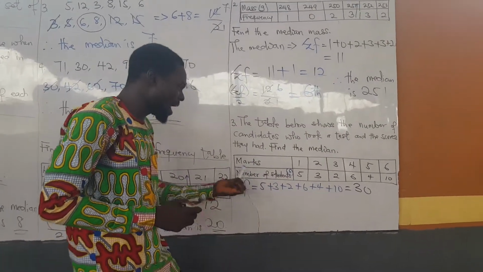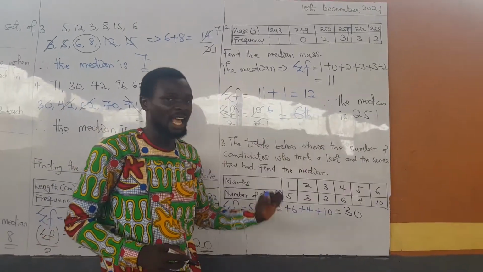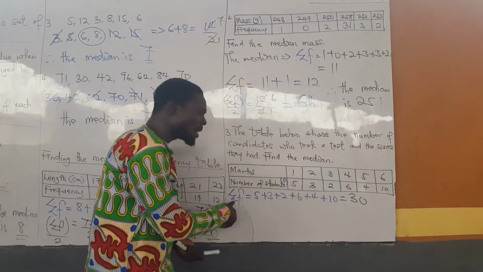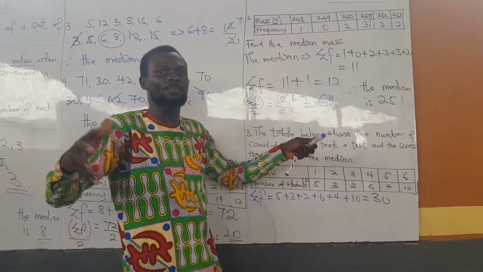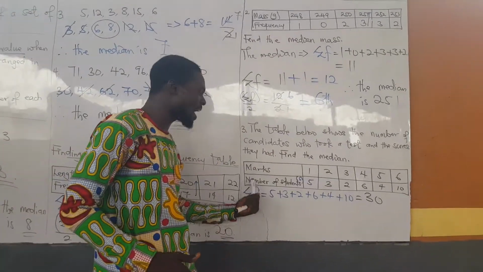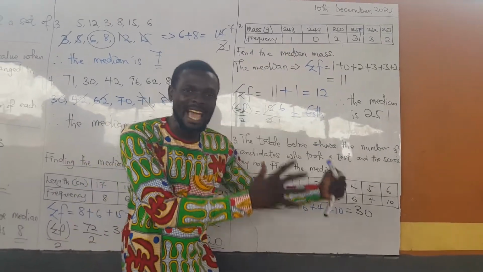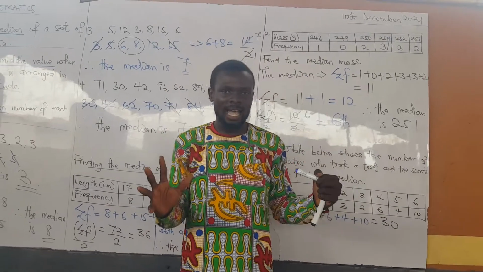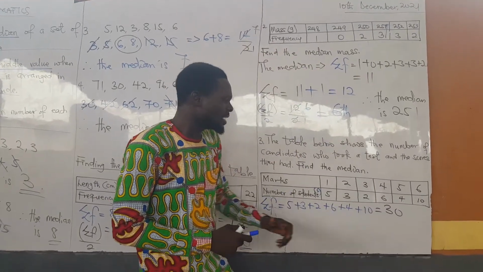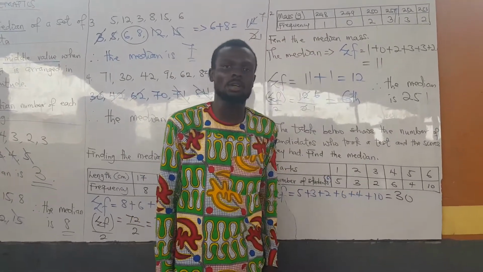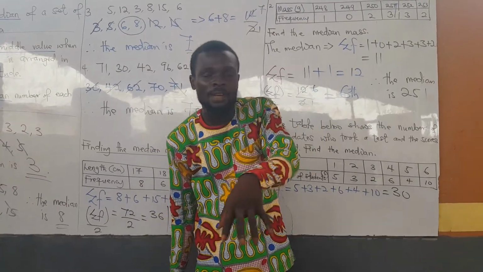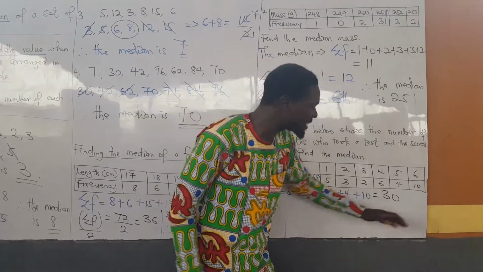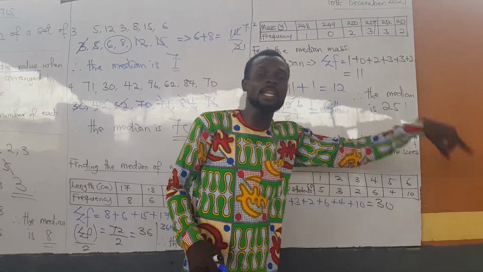So our sigma F, we are looking for the median. And to find the median, you need sigma F. And the sigma means sum of the frequency. So sigma F is equal to 30. That is the sum of the frequency is 30. Now this 30, ask yourself, is the 30 an even number or an odd number? The 30 is an even number.